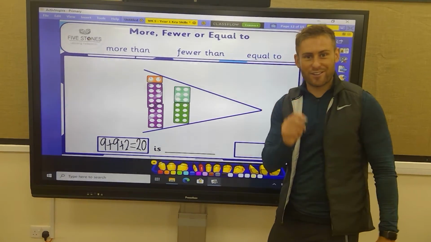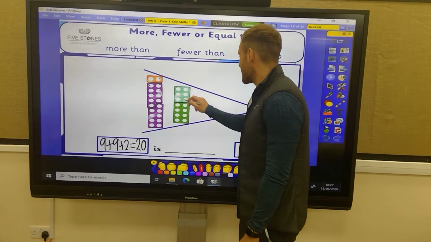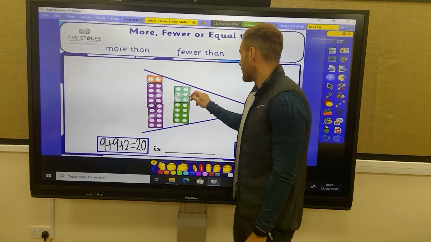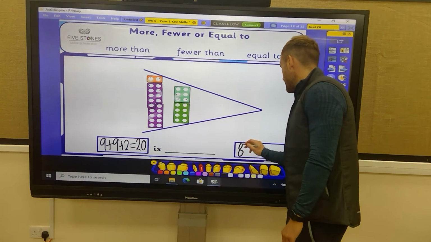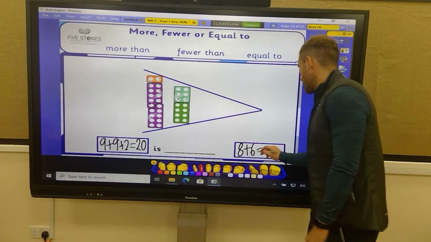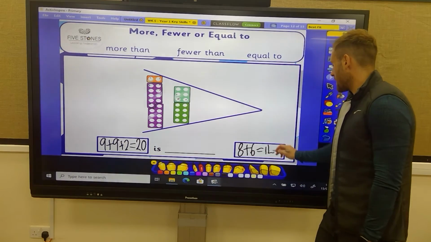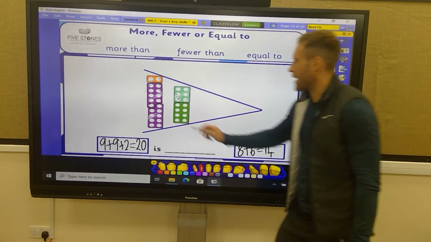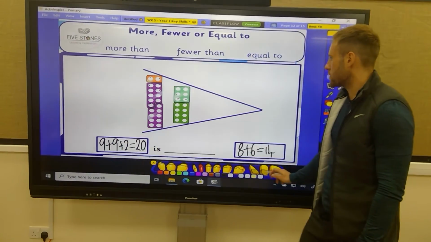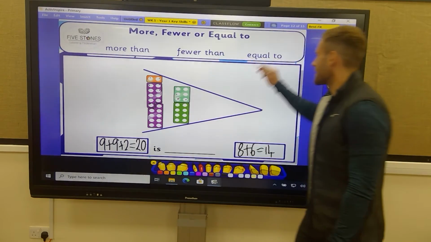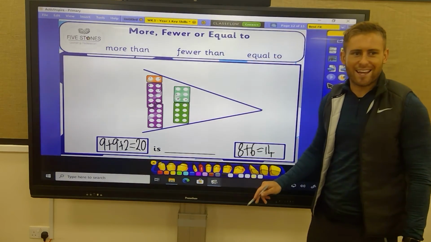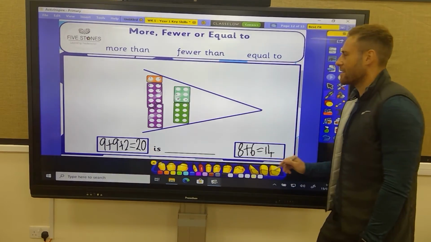Oh, so we already know the green's 8. Yes, this is 8, 9, 10, 11, 12, 13, 14. So 8 add 6 equals 14. So as 20 is more than 14, 20 is fewer than 14, or 20 is equal to 14. Which one do you think?